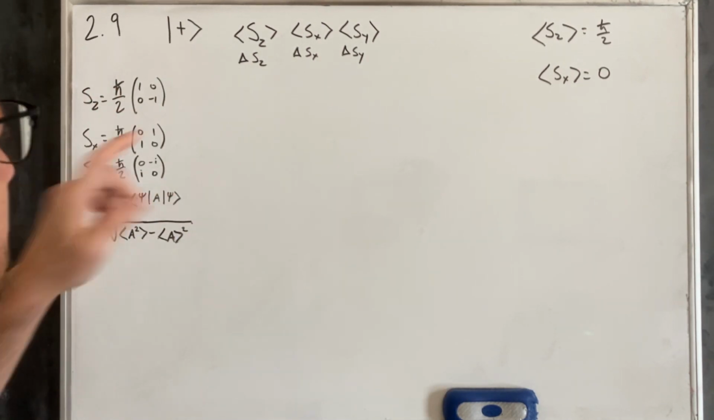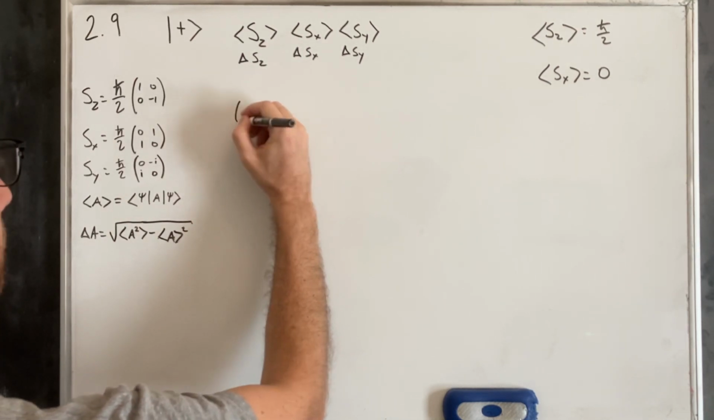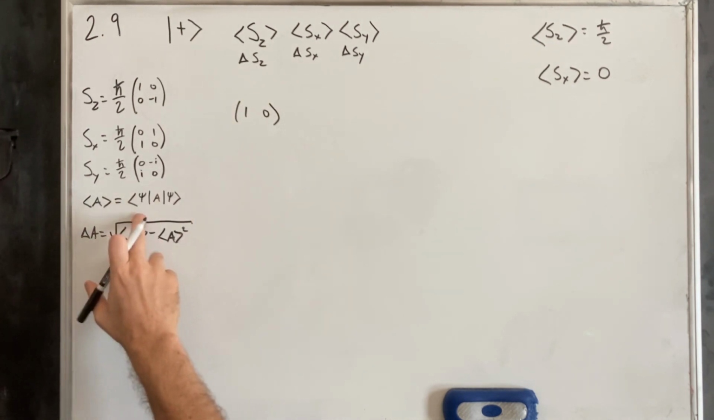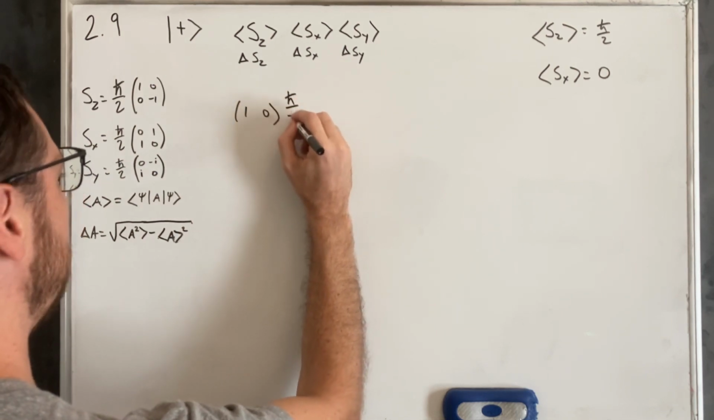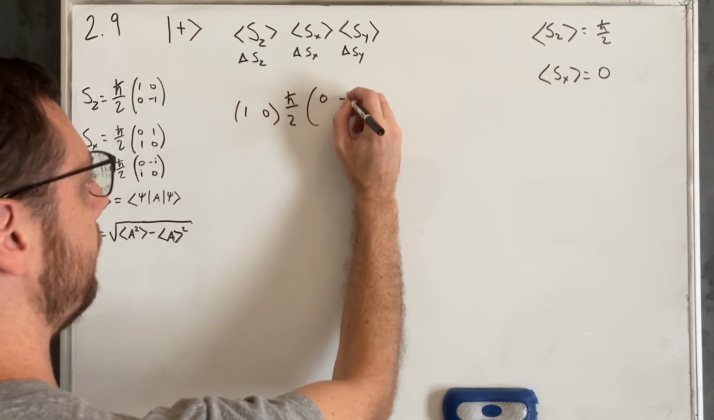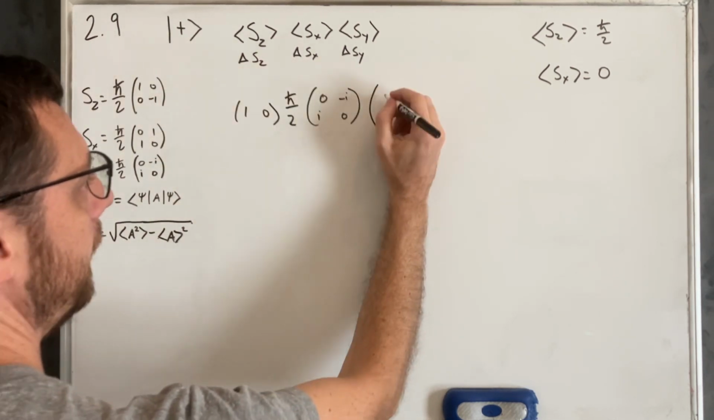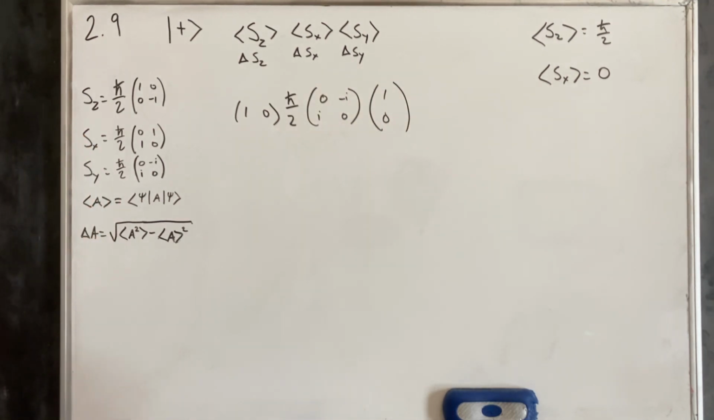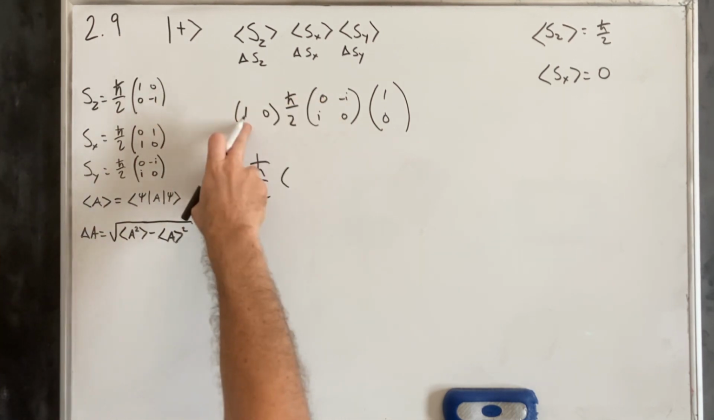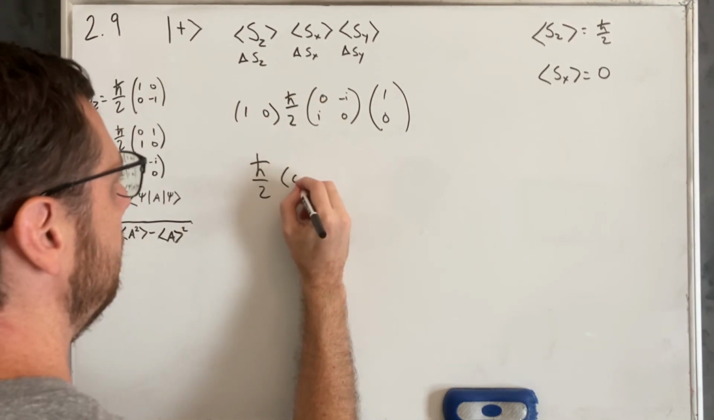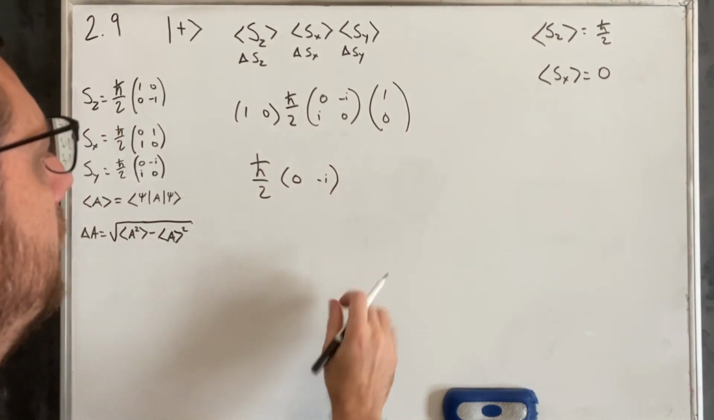All right, we'll do the same thing for SY. We have our 1, 0, which is our up state. Our operator SY is h bar over 2 times the matrix 0, negative i, positive i, 0. And then again our up ket. Pull out the h bar over 2. Then we have 0 plus 0, 0. Then we have negative i plus 0, which is negative i. And then 1, 0.